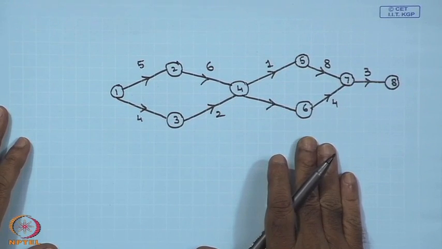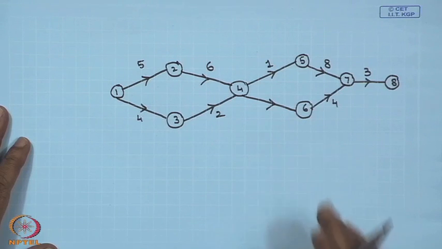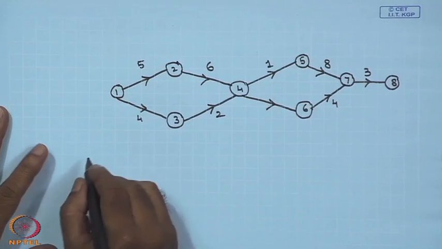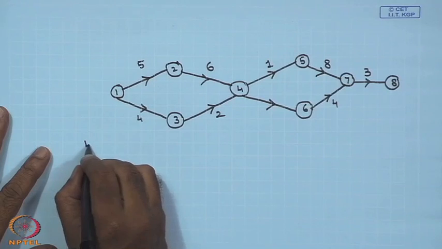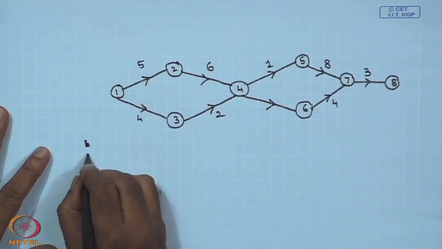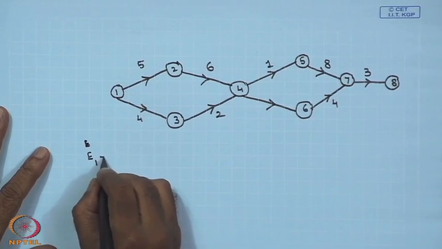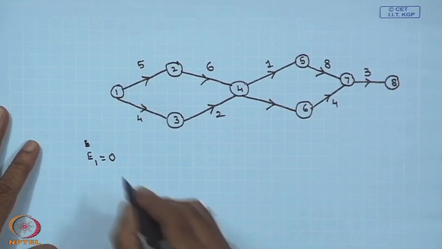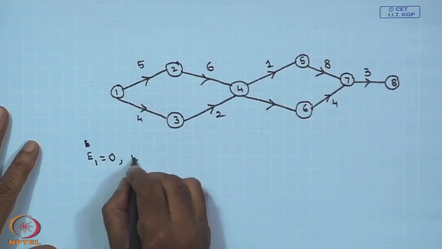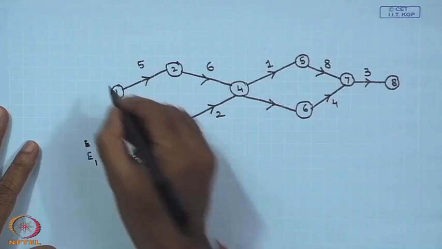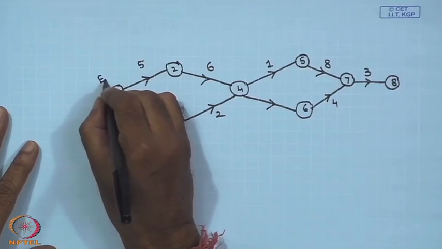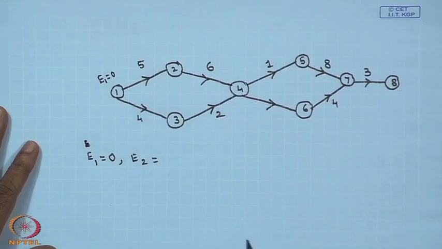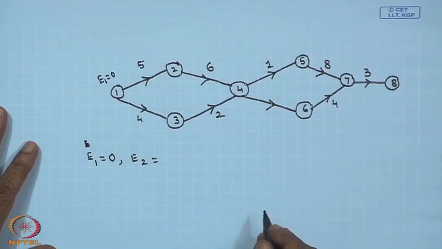First, what I have to do now? I have to calculate the forward pass. Using forward pass, I have to calculate what is E1. I am just first writing this, then I will write on the figures. Initially your E1 is 0. What is your E2? From the formula E2 I can tell. So, I am writing E1 as 0 over here, simultaneously.